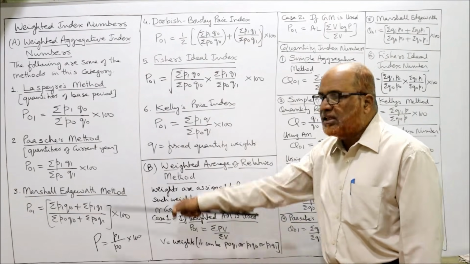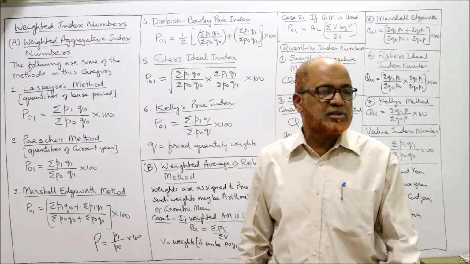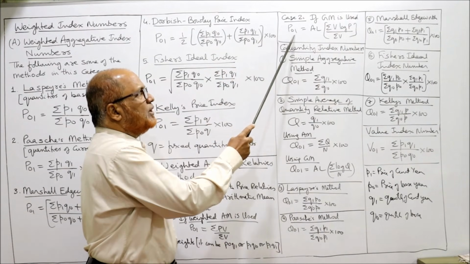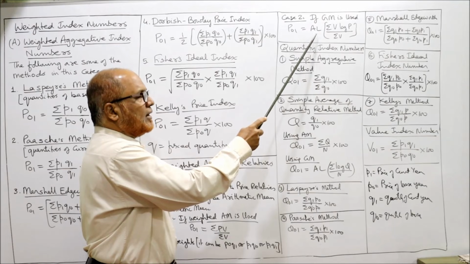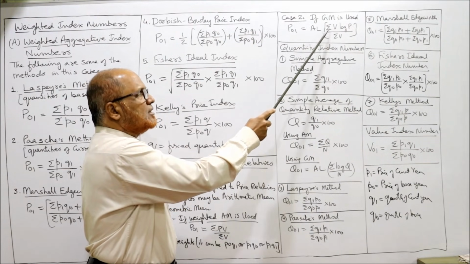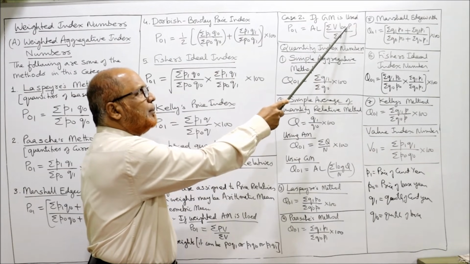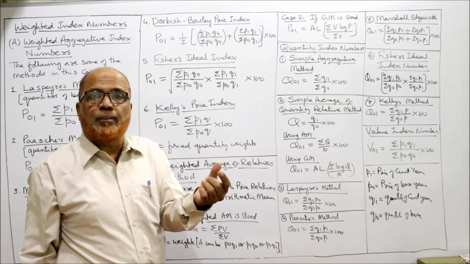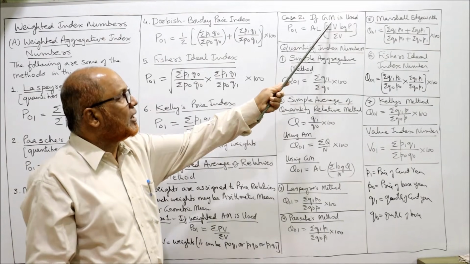We have to apply all these things in the coming problems. Next, case 2. If geometric mean is used, PO1 is equal to anti-logarithm of summation V log P divided by summation V. तो पहले P price relative मालूम करेंगे, उसका logarithm मालूम करेंगे, अगर geometric mean से मालूम करें.